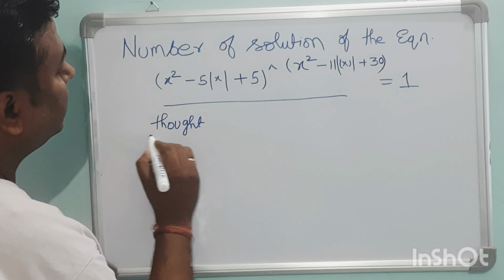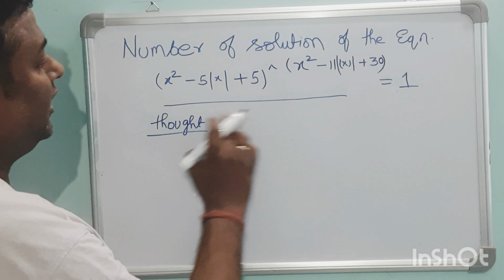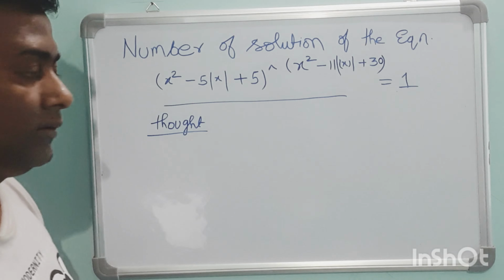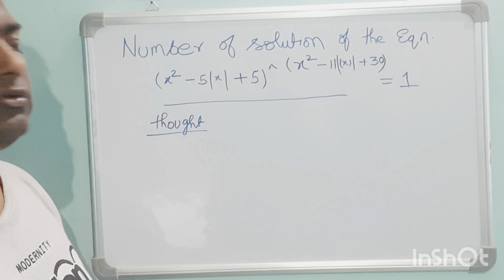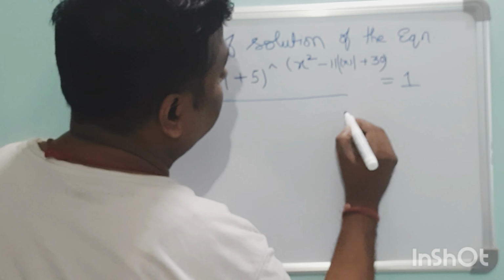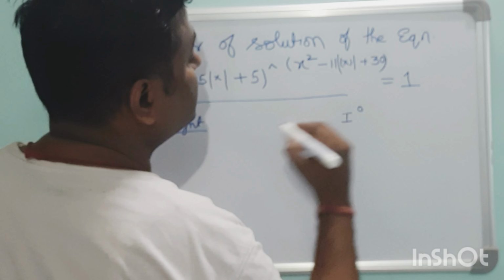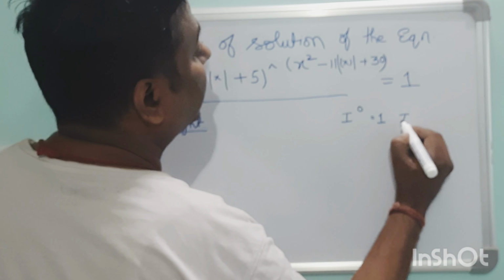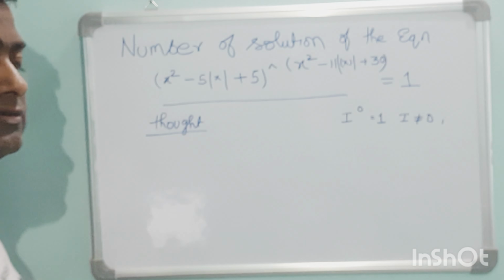If we look into this question, what we should be thinking is that this part, which is the LHS part, has to be equal to 1. How can I get this as 1? As you are aware, in class 7 we have learned that integer raised to power 0 is equal to 1, where the integer cannot be equal to 0. This is the first case.